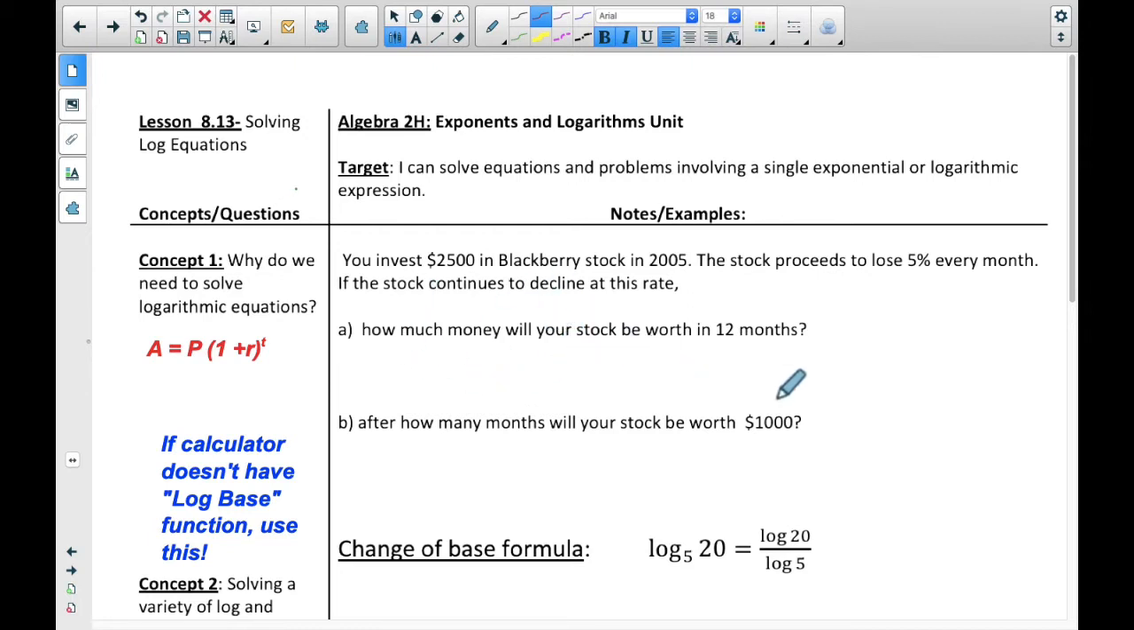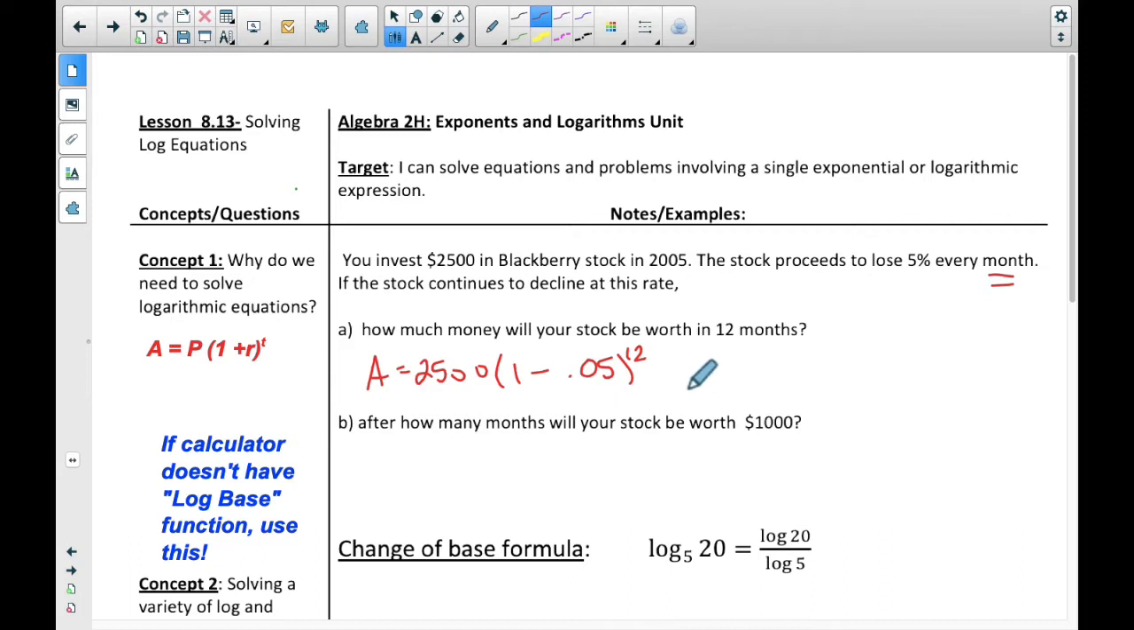You invest some money in BlackBerry, which if you don't know anything about BlackBerry is not a very good investment. The stock proceeds to lose 5% every month. If the stock continues to decline at this rate, how much money will your stock be worth in 12 months? So we're going to use this equation and plug in this information. We start with $2,500, and then we are losing 5% every month, so it's 1 minus 0.05, and we're asking about 12 months later.